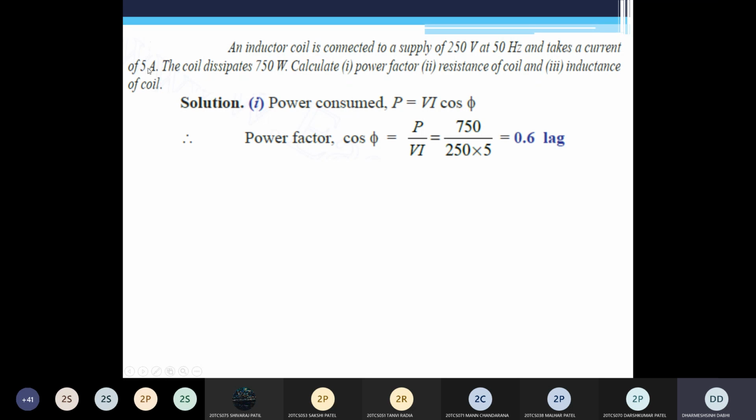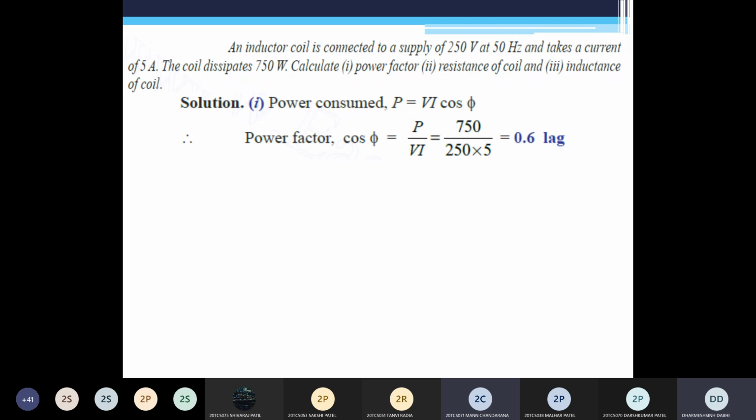So here in the given data, power dissipated is given. It means active power P is given. V and I are already given: 250 volt, I is 5. So cos phi is P divided by V into I. So it is 0.6 lagging. Clear? Now next is the resistance of the coil.